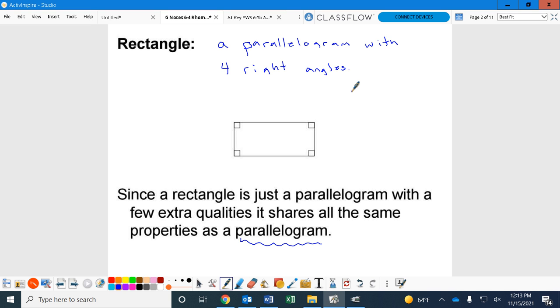But which one's next, guys? Squares? I thought rhombus was next. Look and see. I think rhombus is next. So, a rectangle is going to be related to a rhombus, and then those two are going to be related to a square. So let's show you what I mean.